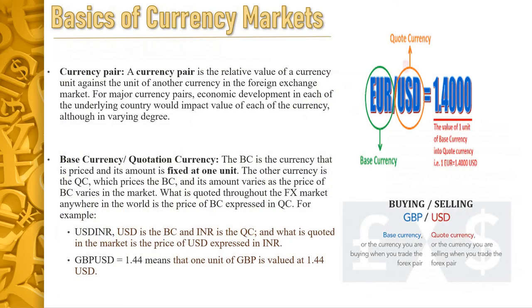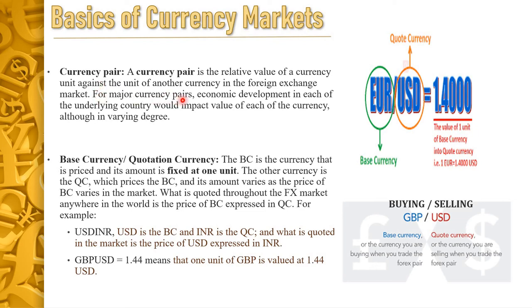Now coming to the basics of the currency market. Currency pair. Now in the forex market, currency is always quoted in a pair because, as discussed before, foreign exchange is a relative value concept. The currency pair is the relative value of a currency unit against the unit of another currency in the foreign exchange market. And for major currency pairs, economic development in each of the underlying countries would impact the value of each of the currencies, although in varying degrees.